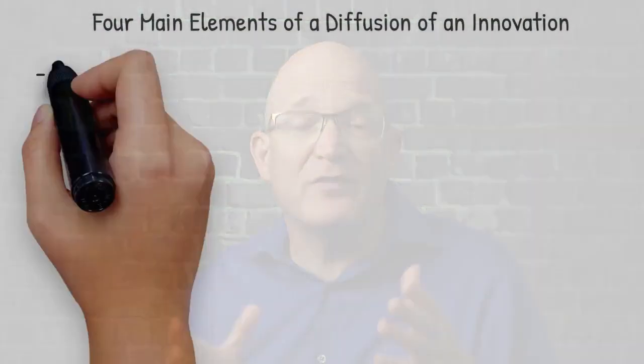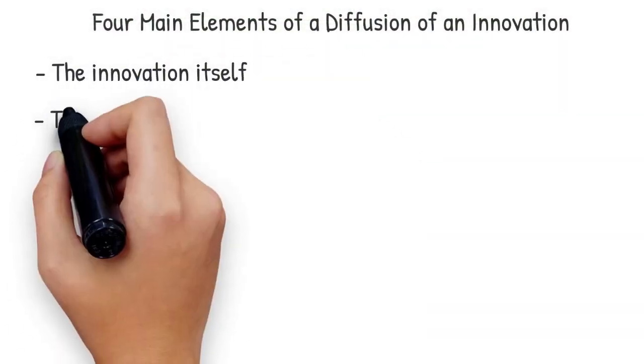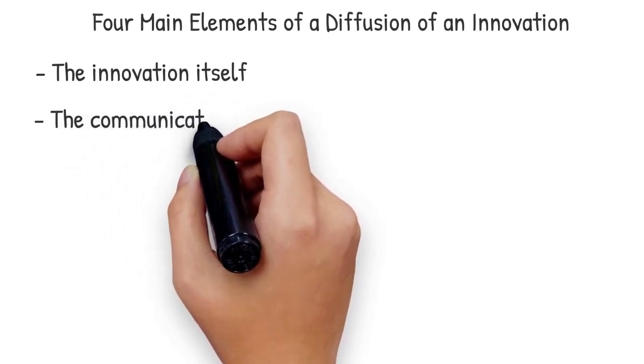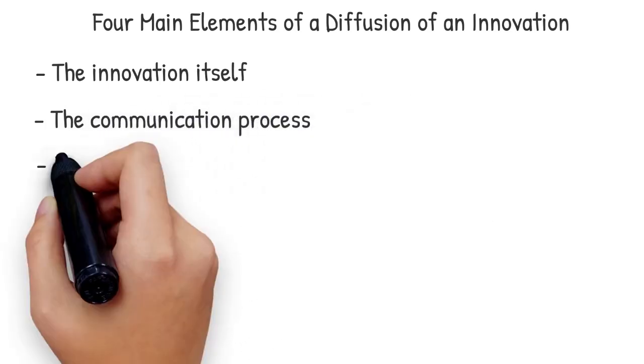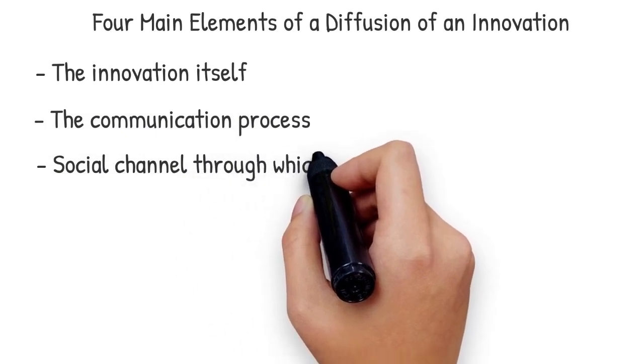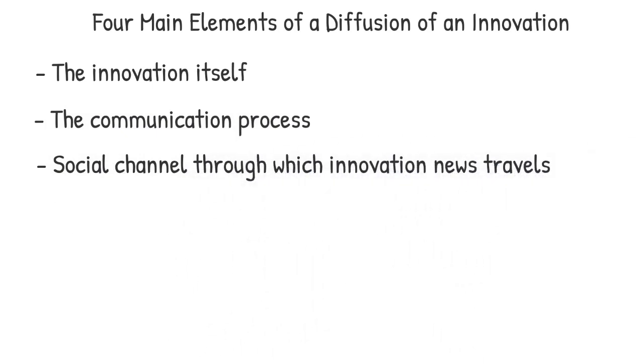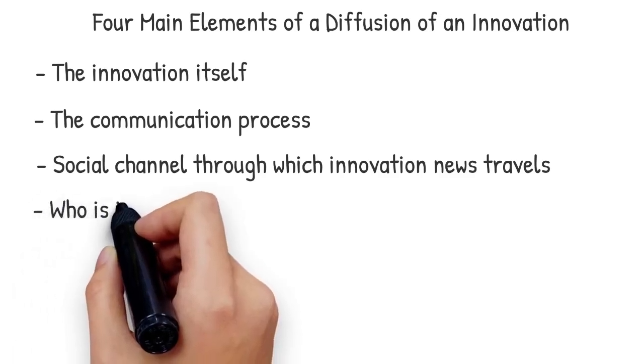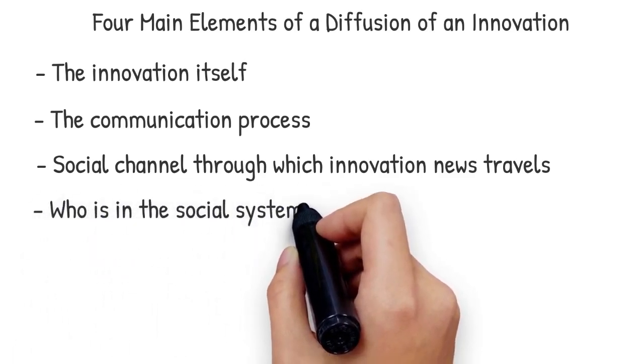So to understand the adoption of an innovation or the diffusion of an innovation, we need to make sure we understand the four main elements of a diffusion of an innovation. These elements are the innovation itself, like what's being introduced, the actual communication process by which people become aware of the innovation, the social channels through which the innovation news travels and who we talk to and how we find out if it's good or not, and finally, who is in the social system.